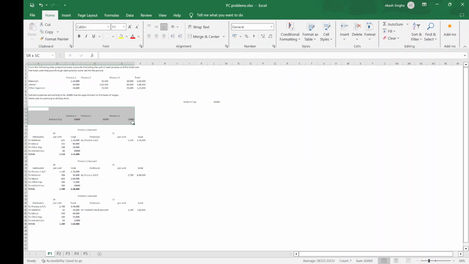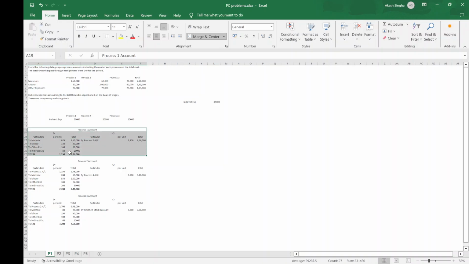Okay, after calculating this, we just have to prepare a cost sheet on a per unit basis and total. So per unit, the material is 1500, labor is 80,000, other expenses 26,000, and indirect expenses is 20,000. Per unit, it is divided by 240 because 240 was the total number of units. So you will get this. This is the debit side, and for the credit side, it will be by process 2. So we will be sending it to process 2.